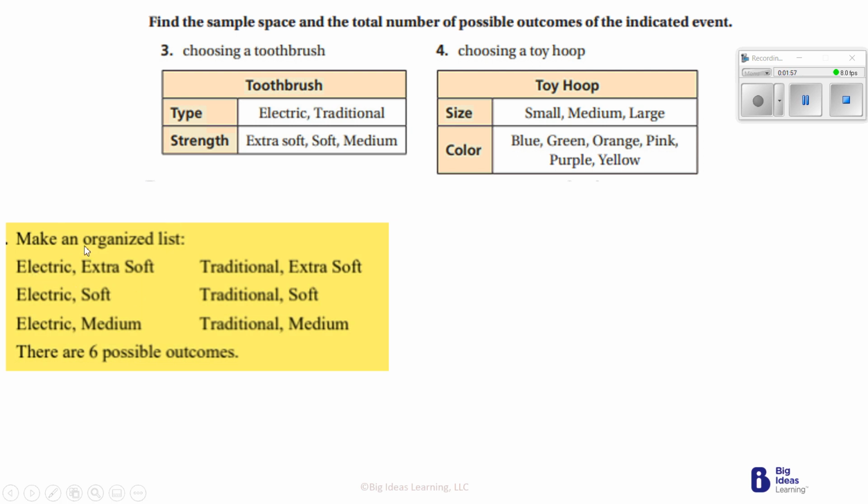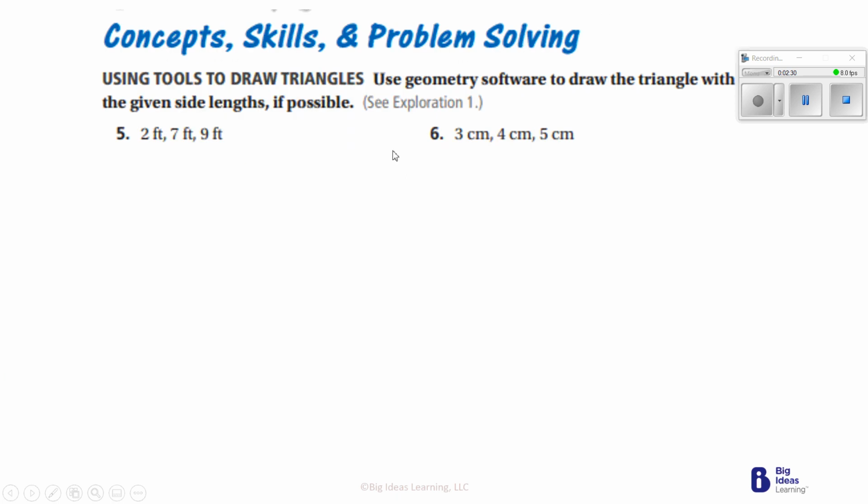First, you can have electric and extra soft, right? You could have electric and soft, and then you could have electric and medium. Then you could also have traditional extra soft, traditional and soft, and traditional and medium. So there are 6 possible outcomes. They said to find the sample space, this is my sample space, and the total number of possible outcomes is 6. All right, let's go to number 5 next.